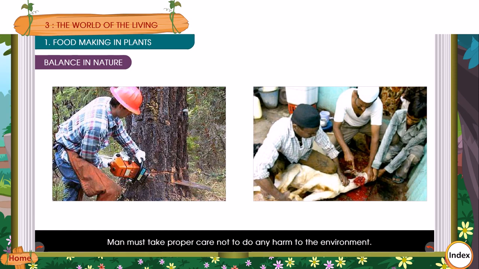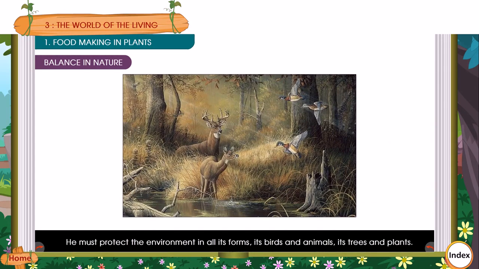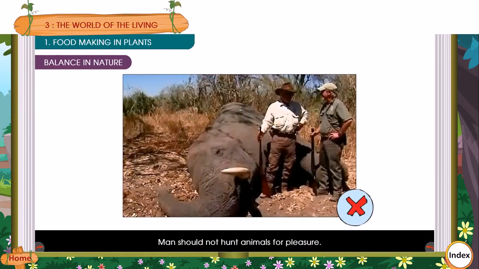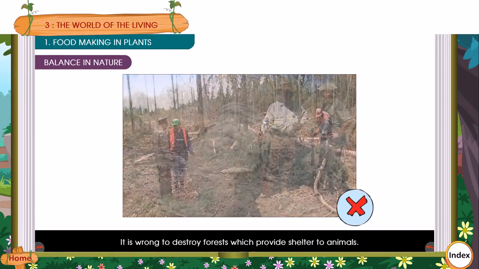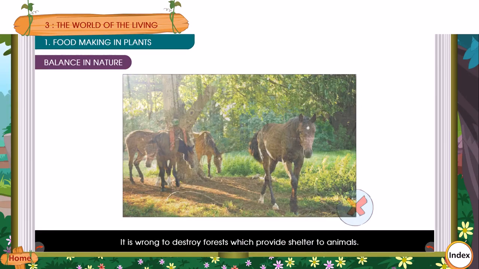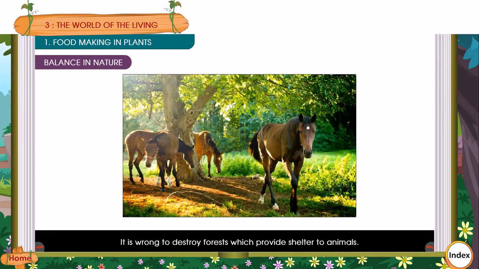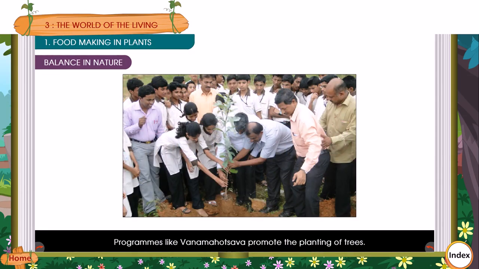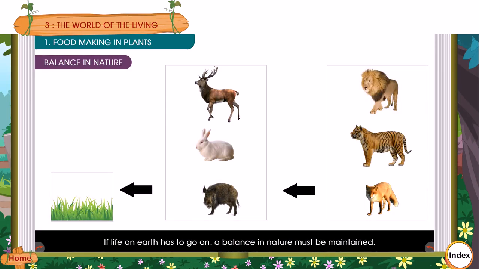Man must take proper care not to do any harm to the environment. He must protect the environment in all its forms, its birds and animals, its trees and plants. Man should not hunt animals for pleasure. It is wrong to destroy forests which provide shelter to animals. Programs like Vana Mahotsava promote the planting of trees. If life on earth has to go on, a balance in nature must be maintained.